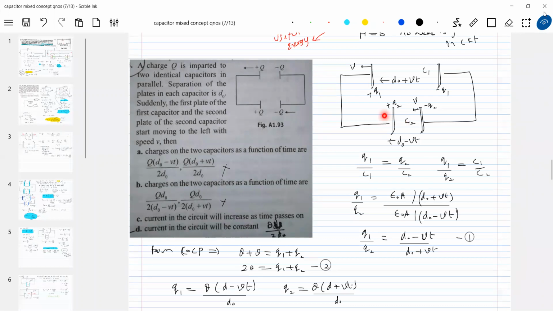So how to get the current now? Here we have a time, so I'll differentiate this equation. Shall I add up these two charges or take any one? If I differentiate, I'll get the current. The basic definition of current has to be introduced here. So what is the current here? Rate of flow of charge.